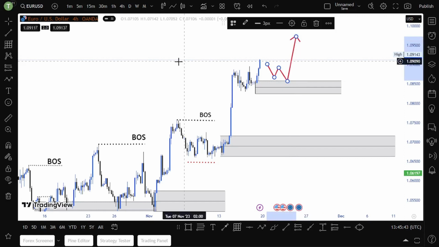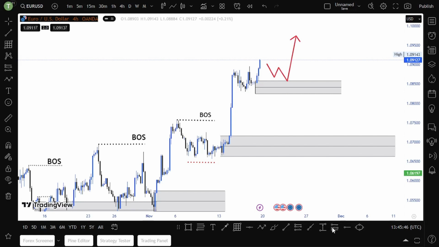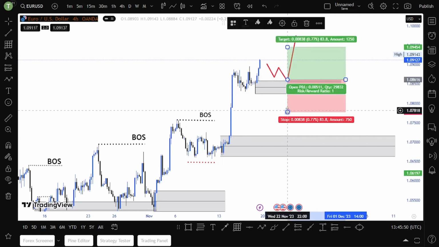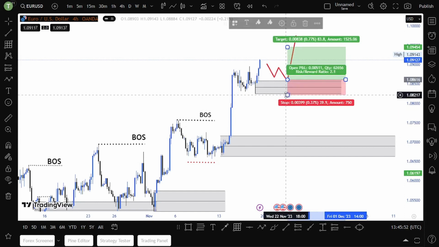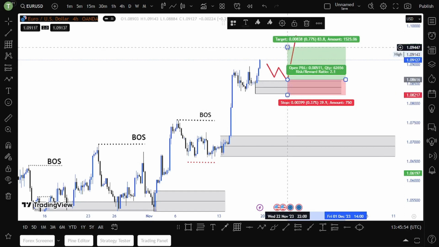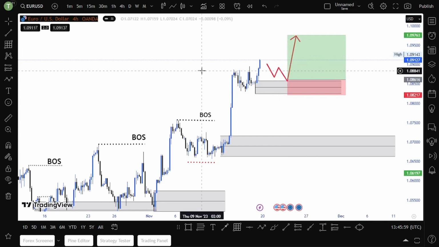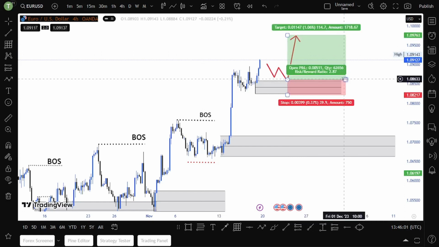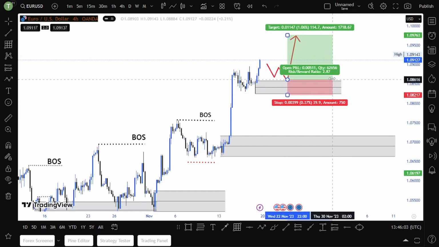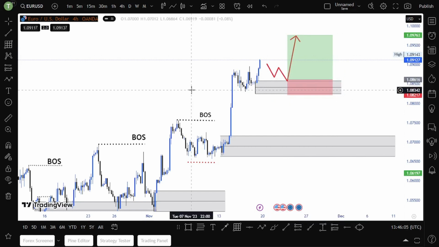and then we buy here. We just put our stop loss slightly below this low, and then price can continue to the upside. So this is our first entry if you get an opportunity here at this first demand zone.